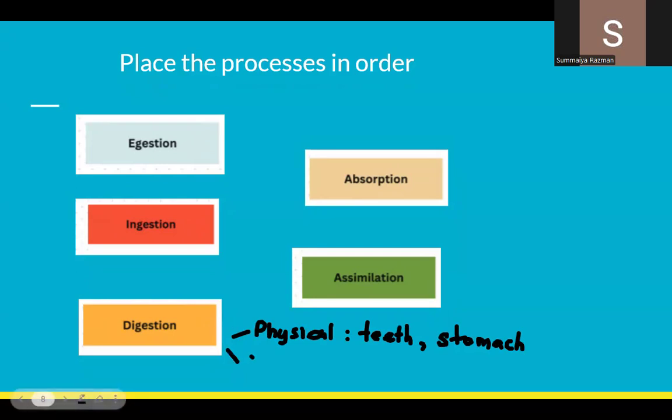We also have chemical digestion. So this would be using enzymes to break down those food from a large insoluble molecule to a soluble molecule so that it can be absorbed into the blood. Which brings us to the next process, absorption.